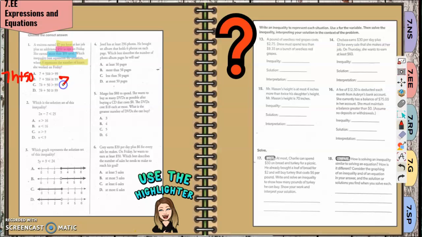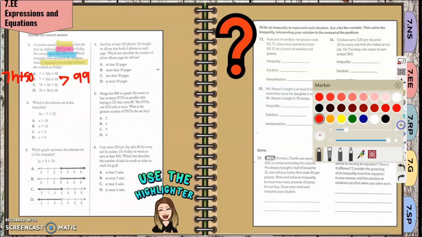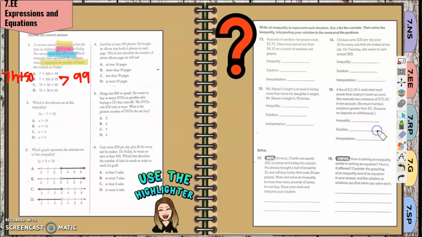Greater than $99. So $7 an hour plus $50 in tips is more than 99 or greater than 99. So my answer is 7H plus 50 is greater than 99.